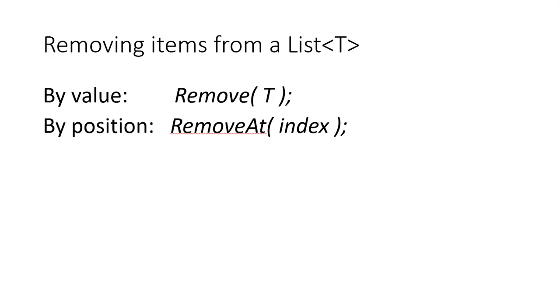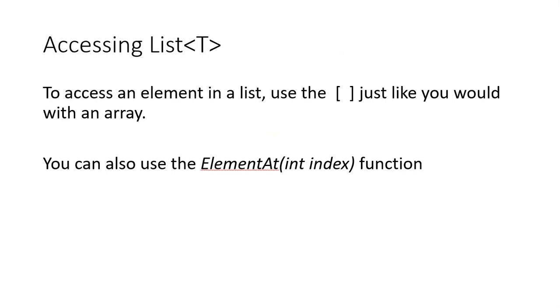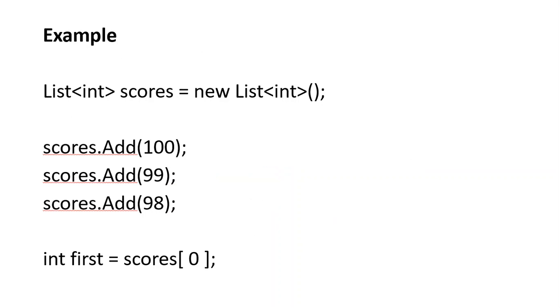So how do we get stuff out of the list once we've put it in there? Well, there's two ways to do that. We can either use the square brackets just like we would with an array, or we can use the ElementAt function and supply an index. We can treat the list like it's an array, or use ElementAt, which is kind of more Java-like, and that will retrieve the element at that particular position. So let's take a look at this code right here.